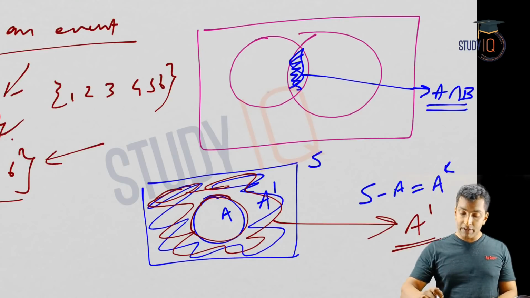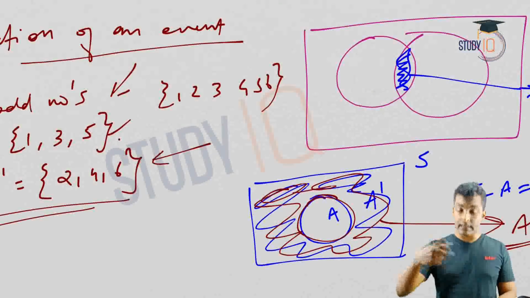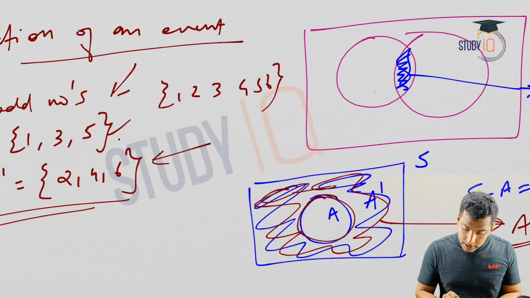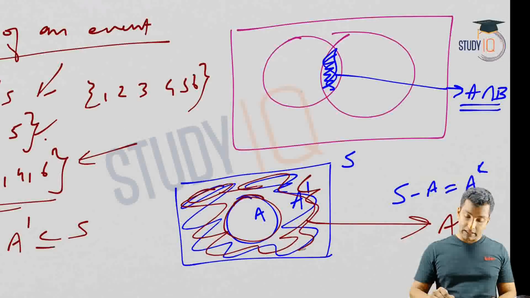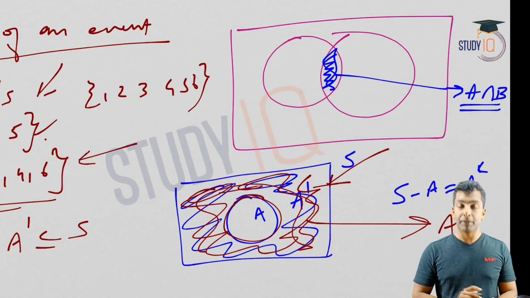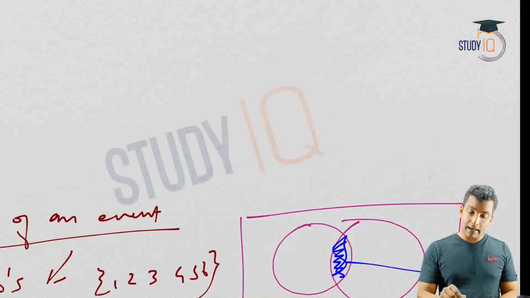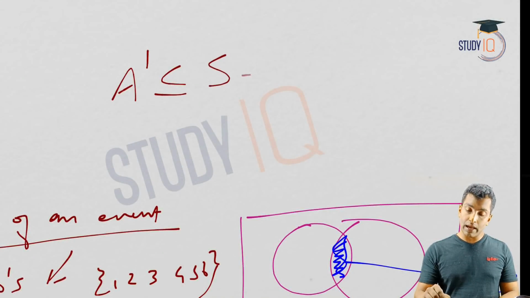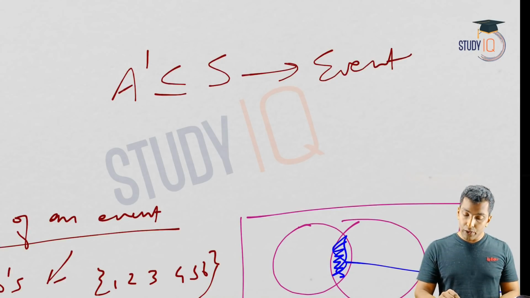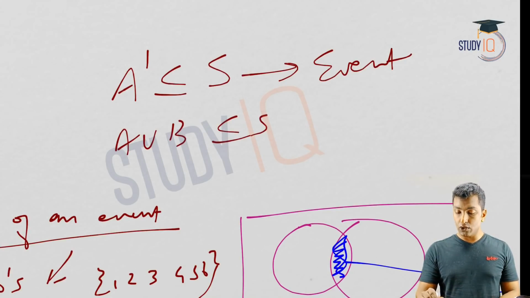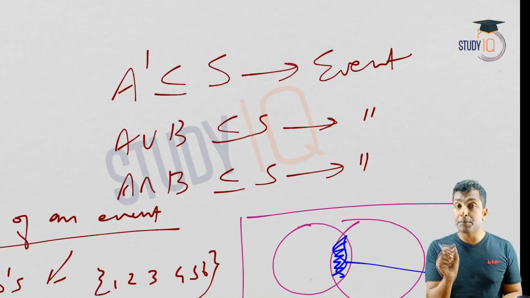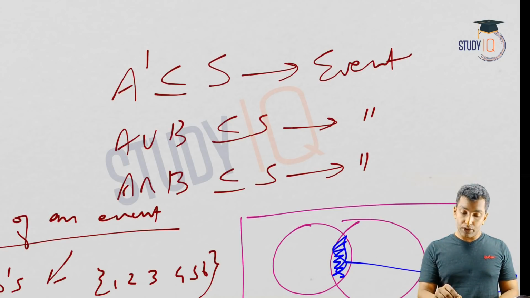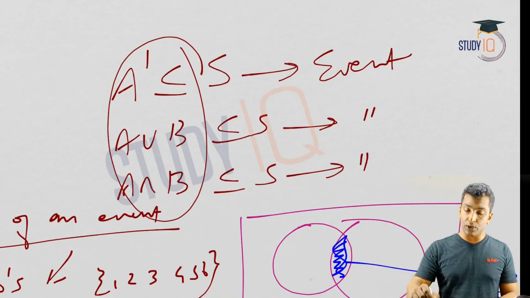So elementary events which are not favorable to A is A complement, but A complement is also a subset of S only. Why? Because you can see all the A complement elements are again in the sample space itself. So since A complement is also a subset of S, this is also an event. A union B was also a subset of S, this is also an event. A intersection B was also a subset of S, this is also an event. Why? Because we defined an event as a subset of a sample space. So all these are subsets of the sample space, so all these are events.